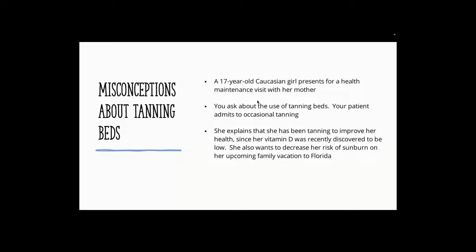Another big factor that's definitely led to the increase in melanoma are tanning beds. And there are some misconceptions about tanning beds that I wanted to talk about. So in this case, a 17-year-old Caucasian girl presents for a health maintenance visit with her mother. You ask about the use of tanning beds. Your patient admits to occasional tanning. She explains that she has been tanning to improve her health, since her vitamin D was recently discovered to be low. She also wants to decrease her risk of sunburn on her upcoming family vacation to Florida.